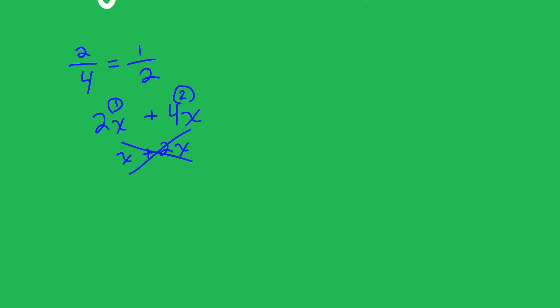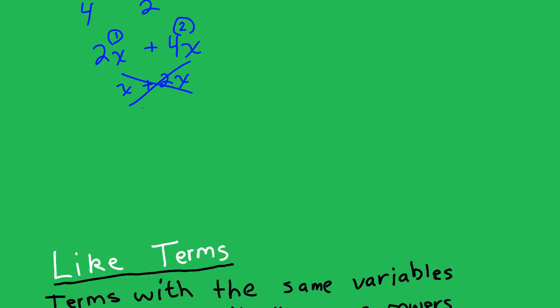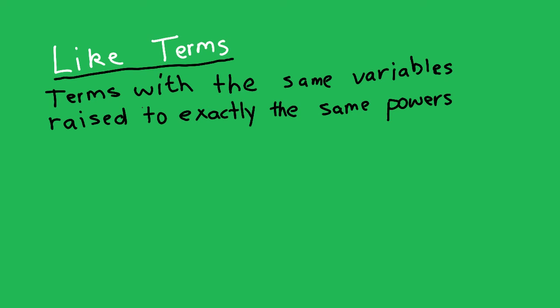Now, if we want to simplify terms, we need to talk about like and unlike terms. Like terms are terms with the same variables raised to exactly the same powers. So again, 2x and 4x are like terms because they have the same variable x and they're raised to the same power, 1 here. And notice that the coefficients don't matter. They can be anything and still be like terms.